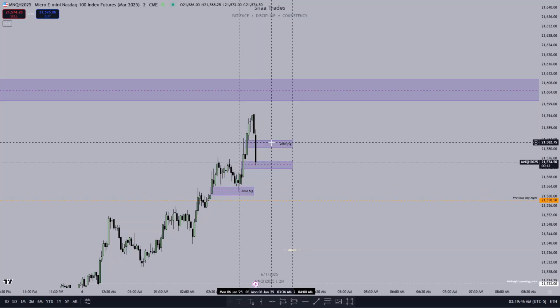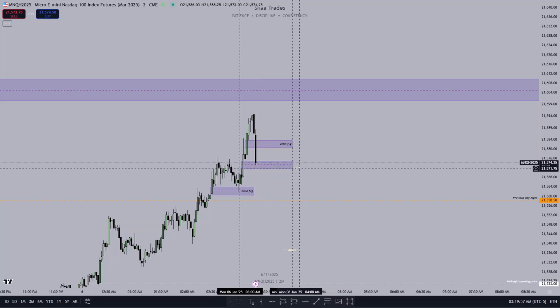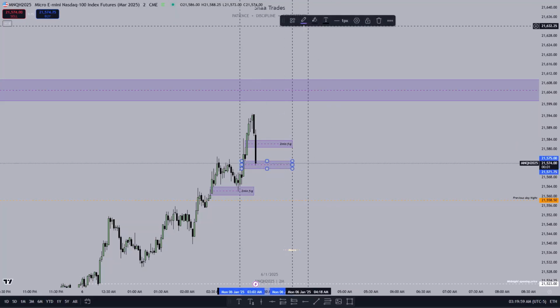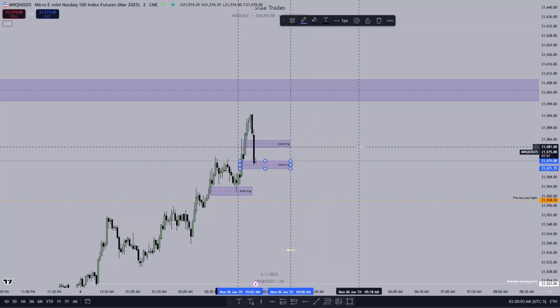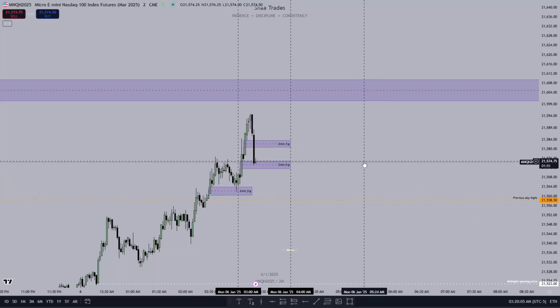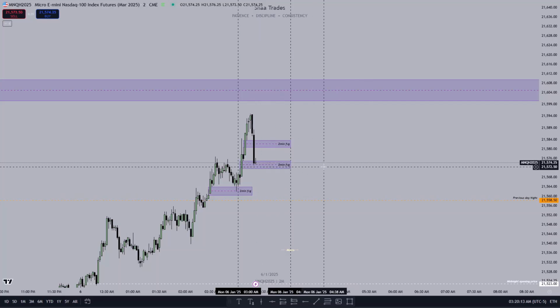You don't want to take this one yet as an inversion. Or to take this one because right now price is respecting it right there. So put that in. Now, if price closes below this, then I'll look to take a short.